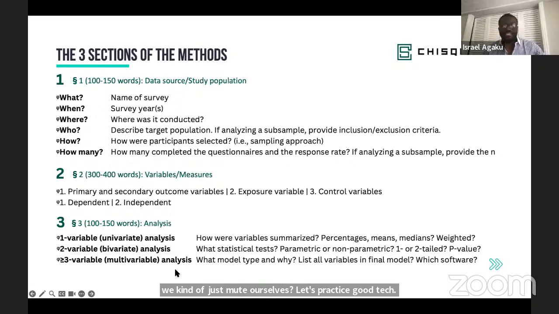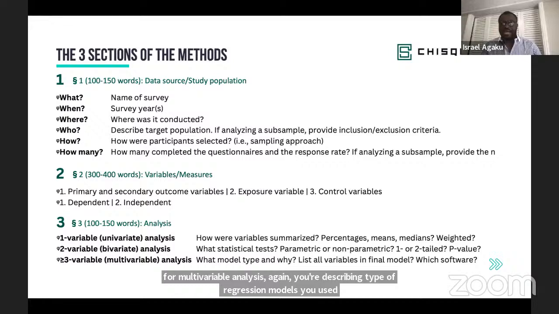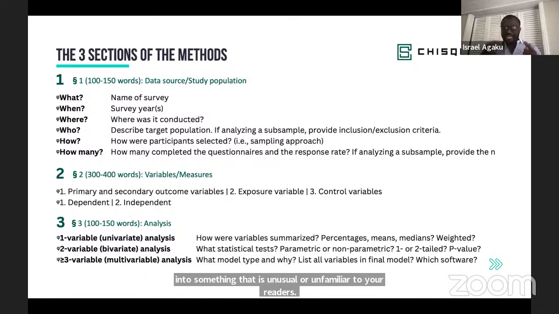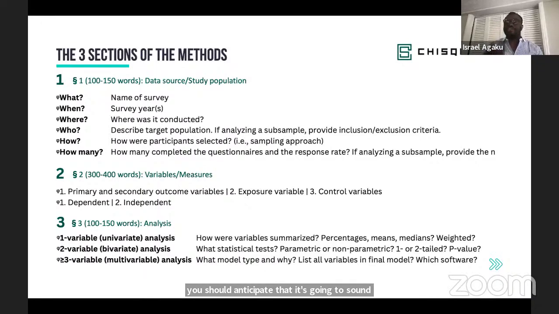So for multivariable analysis, again, you're describing the type of regression models you used. Again, and why. Why are you using a negative binomial regression? Why are you using a zero inflated Poisson? Those are not usual. If it's something usual, you don't have to explain it. People in general understand enough about binary logistic regression, right? Or they understand linear regression enough, so you don't need to explain those. But anytime you step into something that is unusual or unfamiliar to your readers, you should anticipate that it's going to sound unfamiliar to them, and you should provide explanation.